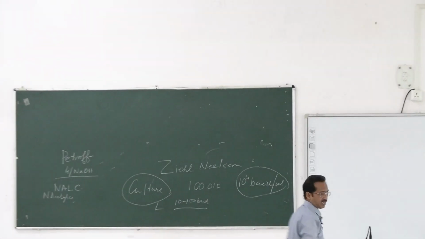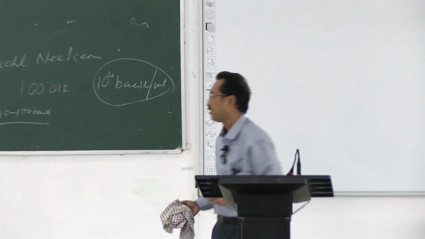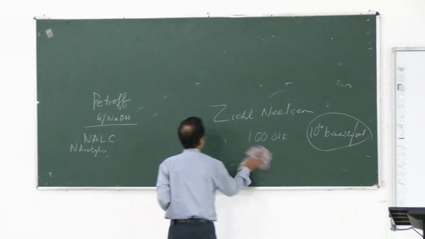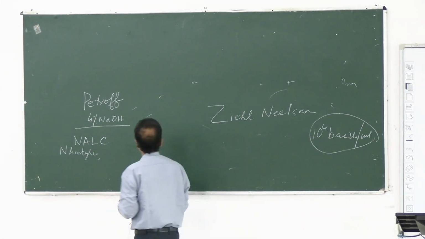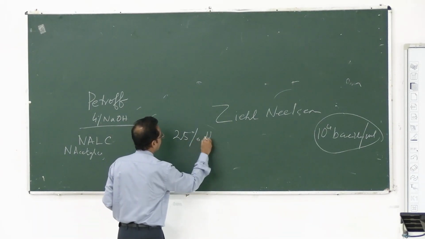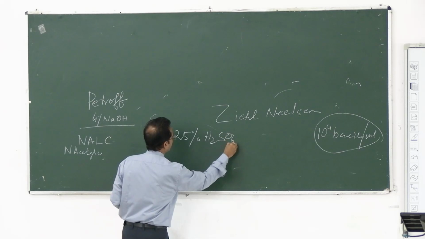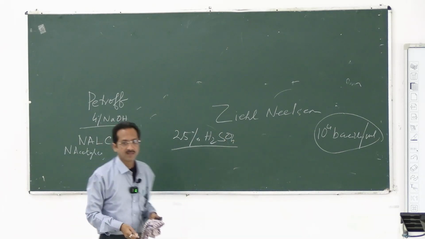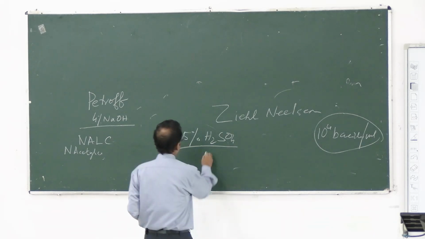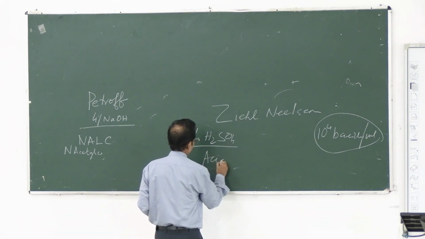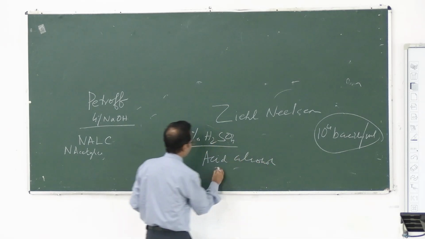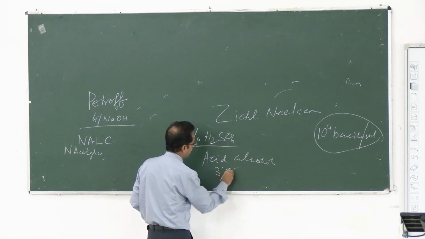Another point, decolorization: what decolorizers are used? The commonly used decolorizer is H2SO4. It may be 20% or 25% H2SO4; as per NTP it is 20%, and 25% H2SO4 is also used for tuberculosis. Another decolorizer used is acid alcohol, where 3% HCl with alcohol is used.